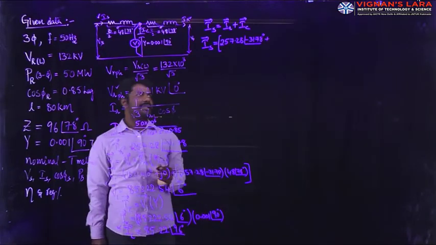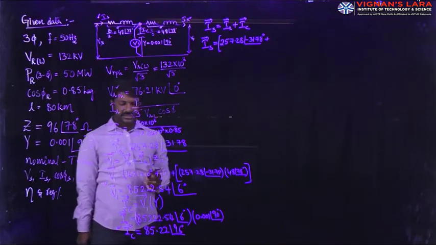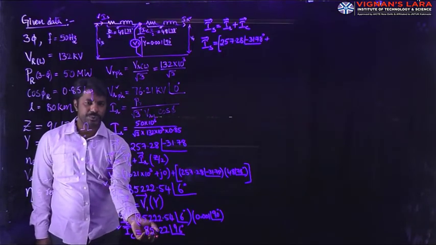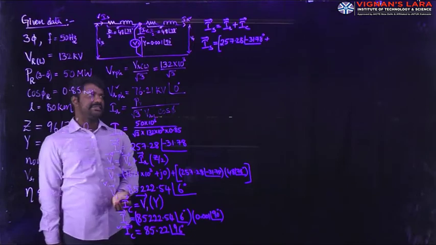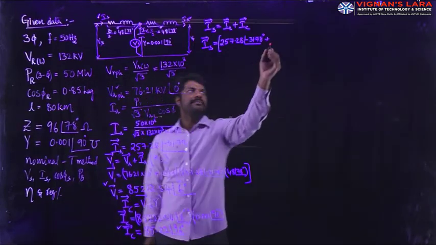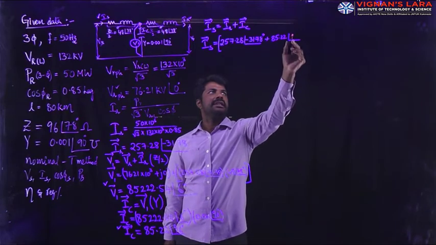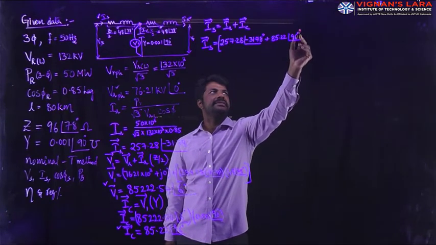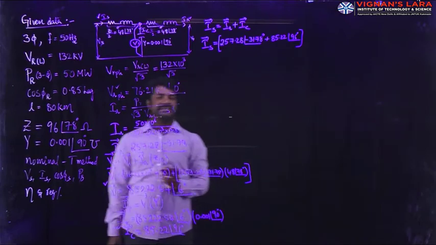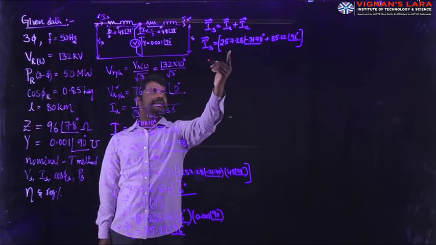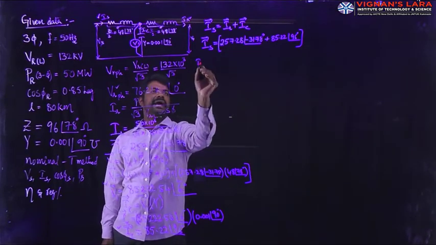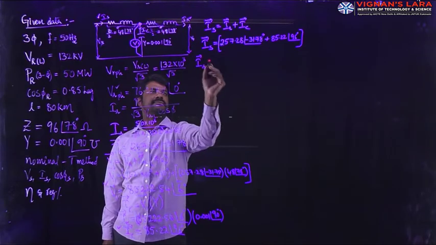What is the IC current? It is a leading current. Just now we calculated 85.22 amperes at an angle of 96 degrees. That is to be added here: 85.22 amperes, which is leading by 96 degrees. I have to do the phasor sum, and adding these two currents, I will get the magnitude of IS.